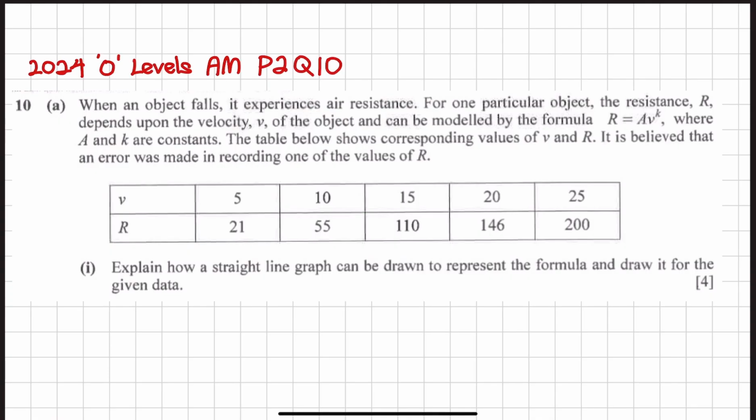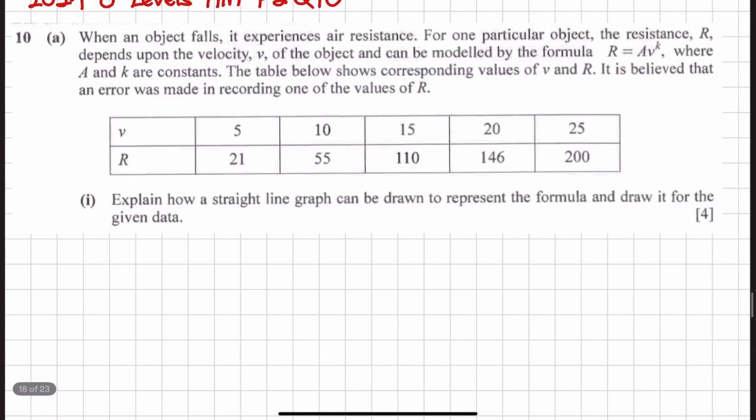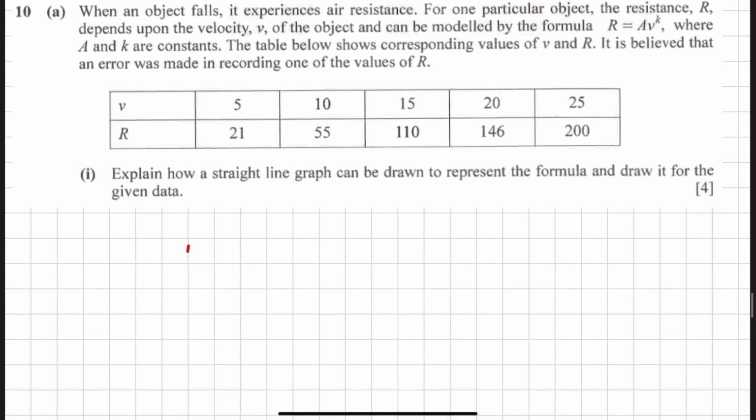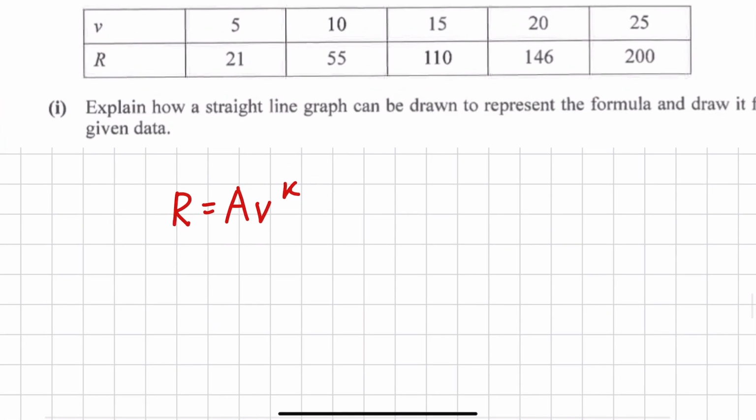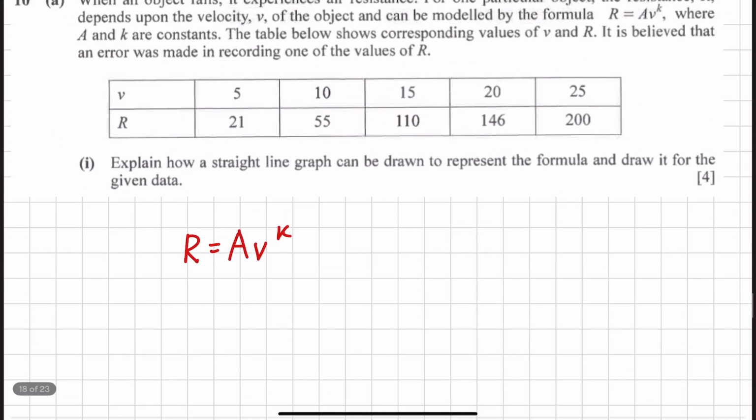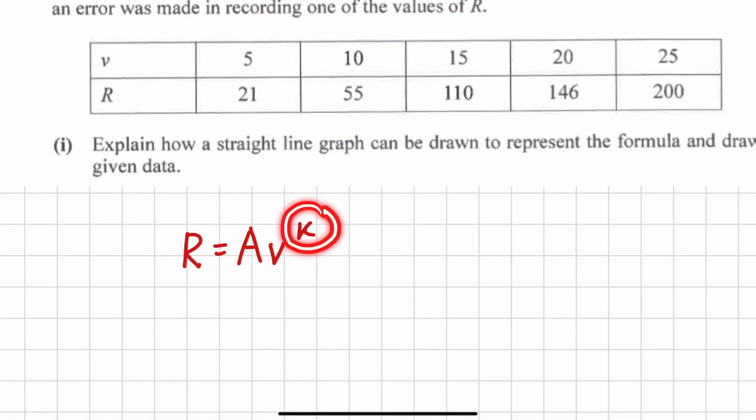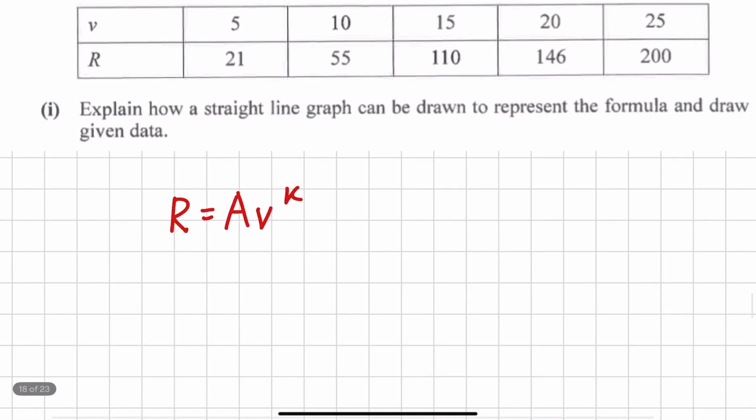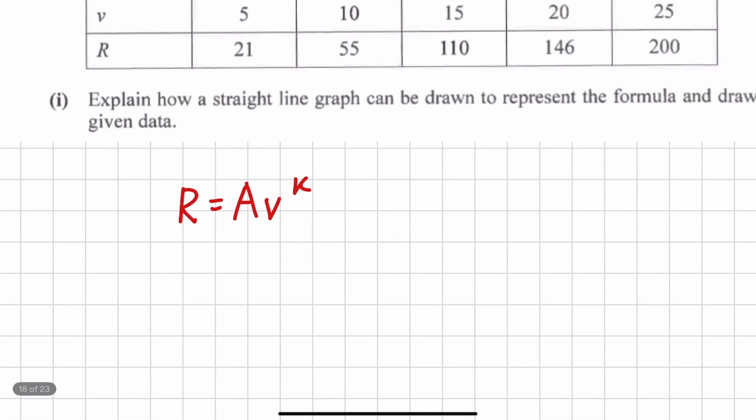What we first need to do, in order to draw a straight line graph, is take this equation here. This is a non-linear equation. So over here, let's draw it out now. I have R equals A V power K. This is clearly not a straight line graph, so I need to manipulate this to turn it into a straight line graph. One simple way is that because this is non-linear because of this power here, I can apply my laws of logarithms in order to bring down this kind of power. So I can apply log on both sides of the equation.